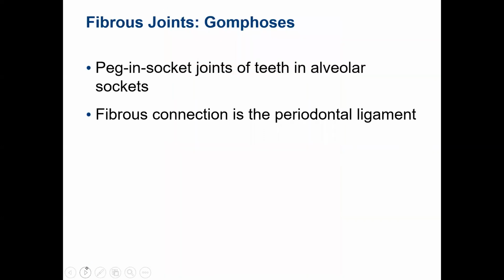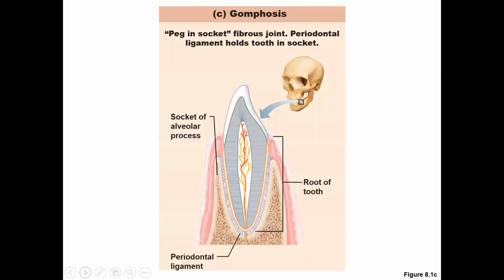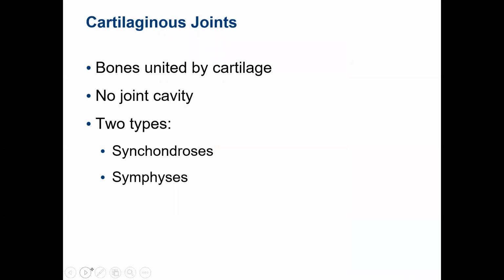A gomphosis is what holds your teeth in the socket. The little ligament that holds your teeth in the socket is called the periodontal ligament. So when your kids lose their teeth, that periodontal ligament dissolves, and then all that's left holding it in is a blood vessel, and it's super gross, I hate teeth. Let's move on.